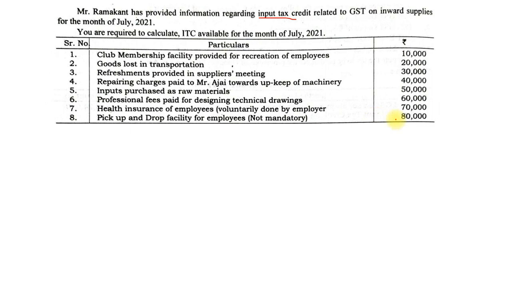First, club membership facility provided for recreation of employees. Again, club membership, gym, club, on all of that ITC cannot be availed. So on the first, there is no availment. Goods lost in transportation, again, goods lost or destroyed, cannot be availed. Refreshment provided, again, food, beverage, refreshment, on that ITC cannot be availed.